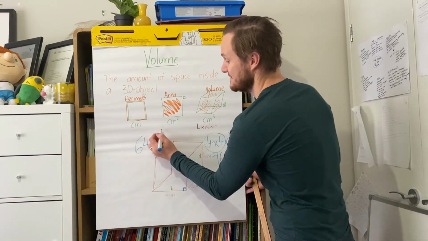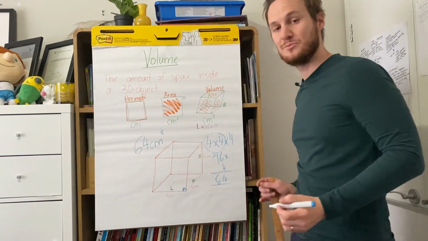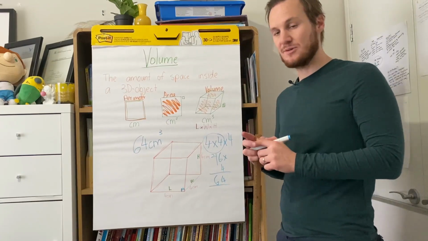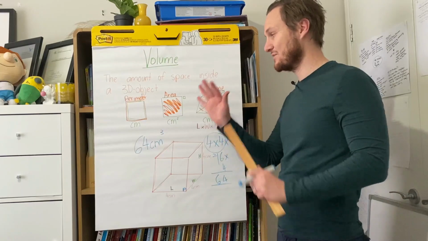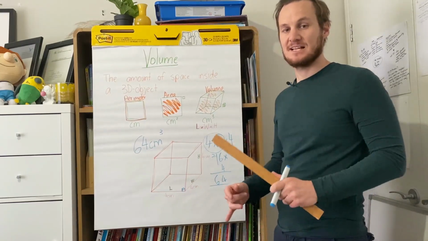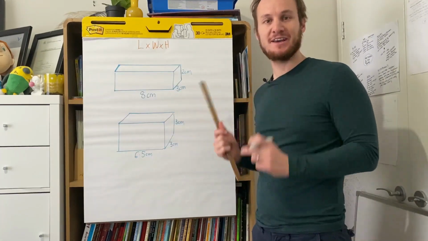So I want to write 64 centimeters cubed. Okay, so that's volume. I'm going to rip this off, and we're going to go through a few more questions to see if we can sort of change it up a little bit. So let's see how we go. Okay, let's have a look.